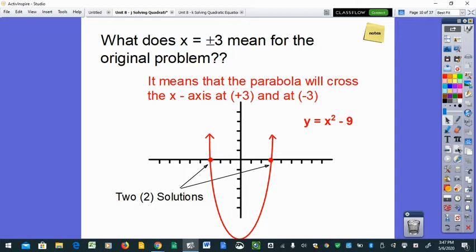Well, guys, here is the graph of y equals x squared minus 9. Remember that the negative 9 is the vertex. It's way down here, at 0, negative 9. That 3 and negative 3 that we just got from solving are the 2 points that the parabola hits the x-axis. They're called the solutions, but that's what they are on the graph.